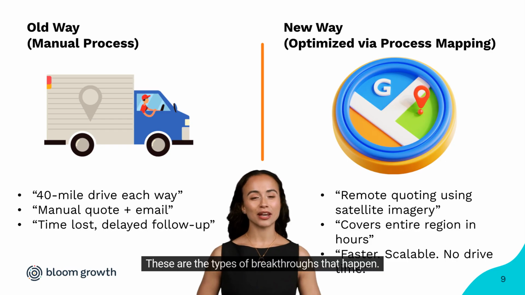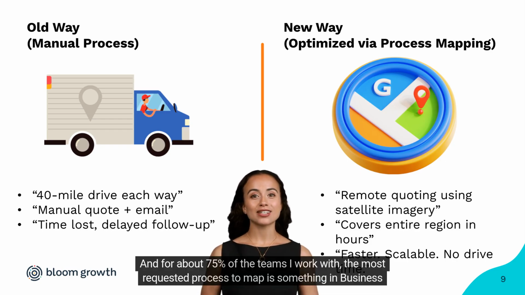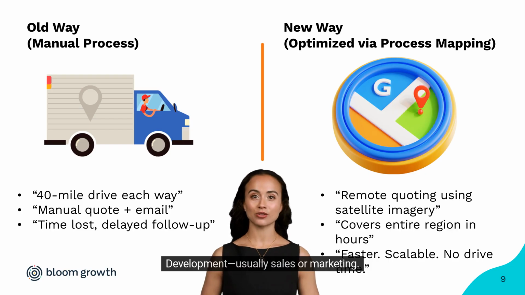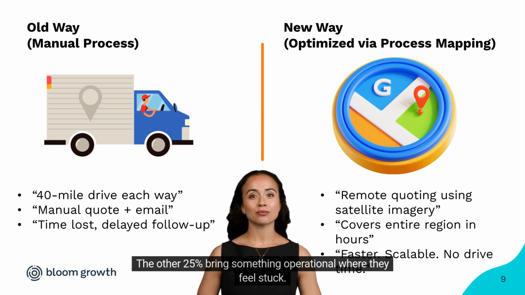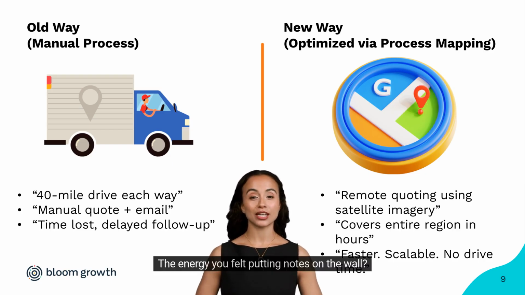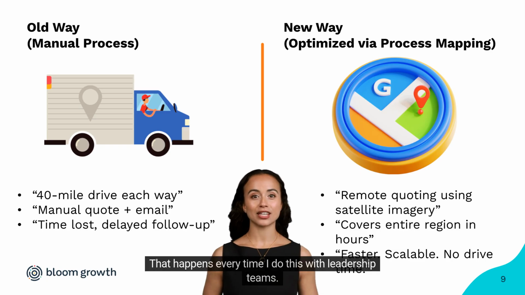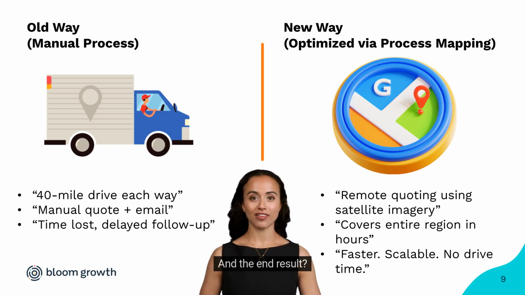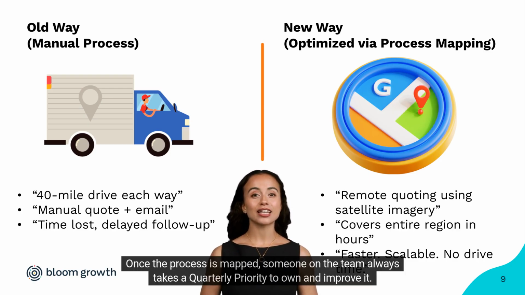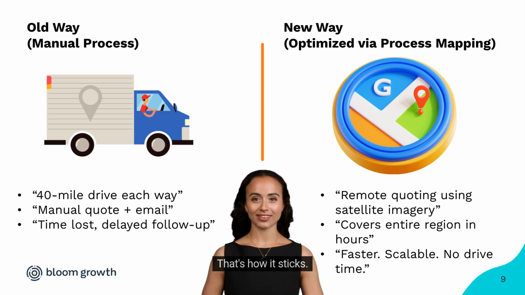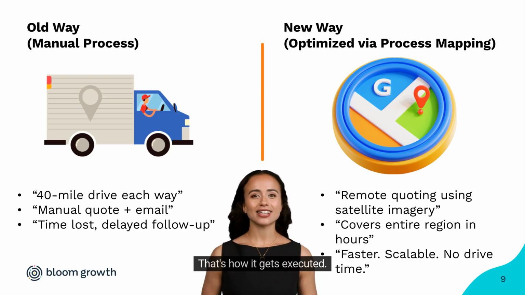These are the types of breakthroughs that happen. And for about 75% of the teams I work with, the most requested process to map is something in business development, usually sales or marketing. The other 25% bring something operational where they feel stuck. The energy you felt putting notes on the wall? That happens every time I do this with leadership teams. And the end result? That's the key. Once the process is mapped, someone on the team always takes a quarterly priority to own and improve it. That's how it sticks. That's how it gets executed.